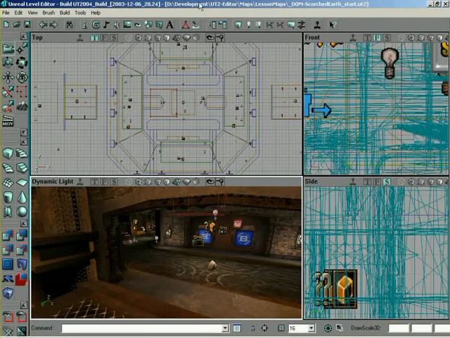Hello everyone, in this VTM we're going to be taking a look at level optimization, a very important lesson for those of you who are getting into your career of building levels for Unreal Tournament 2004. But what exactly do we mean by the term level optimization?